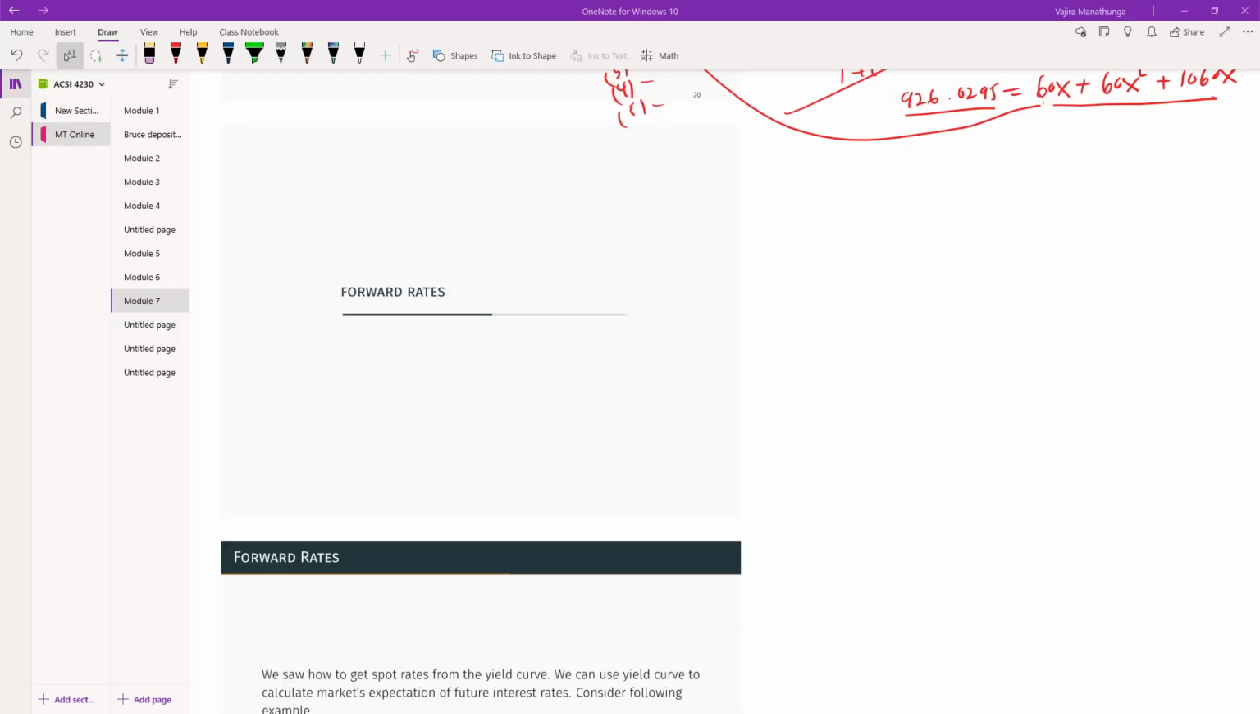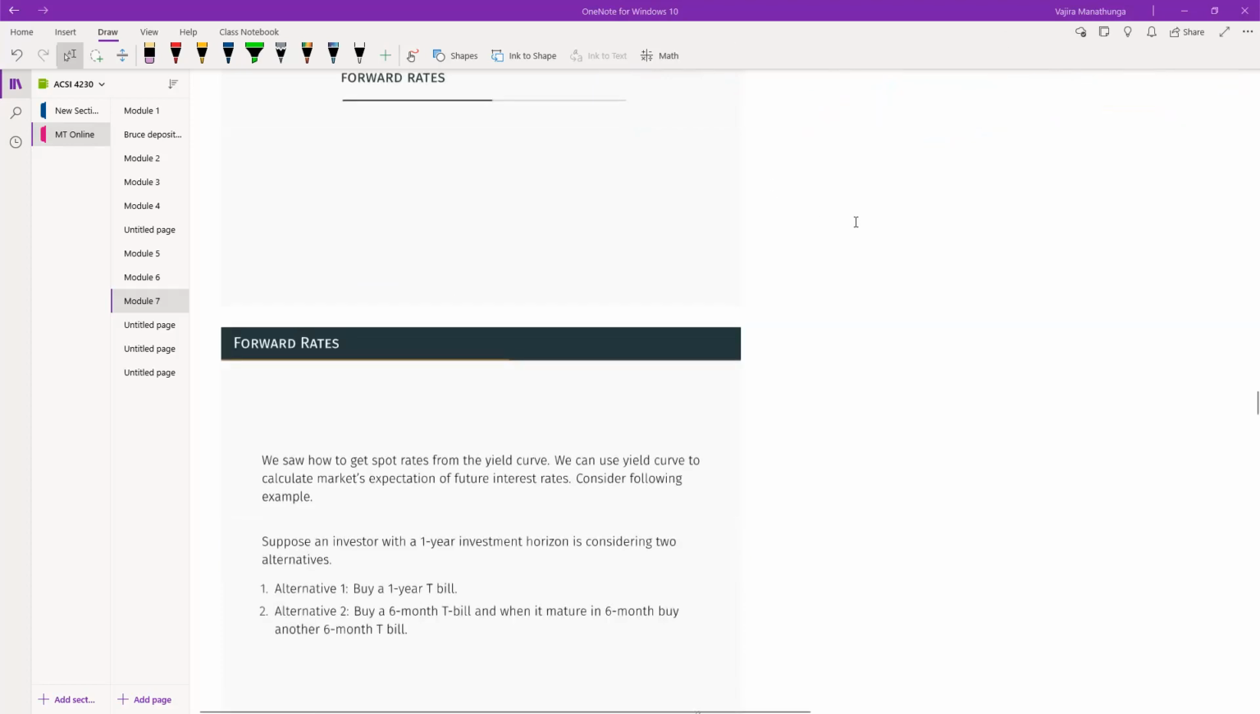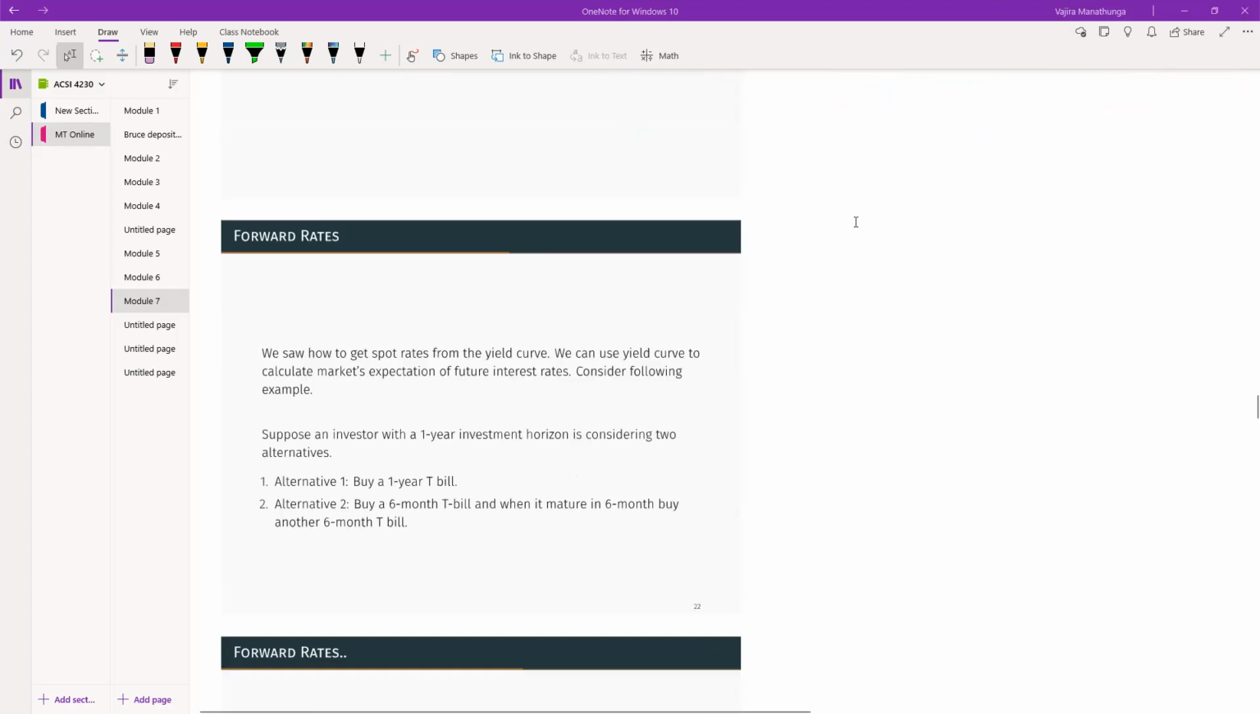Now we are going to talk about the third type of rate, forward rate. So let's try to understand what is forward rate. So far we learned about yield to maturity and spot rate. So in this one, we're going to talk about forward rate.